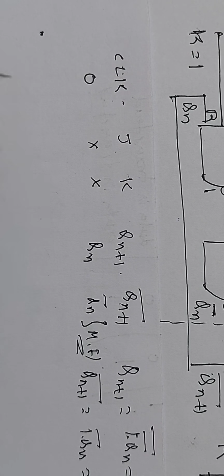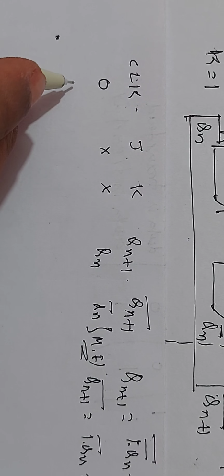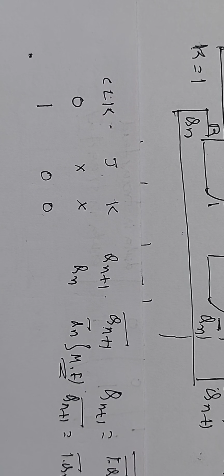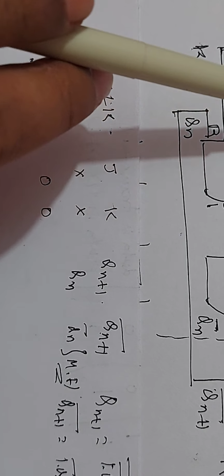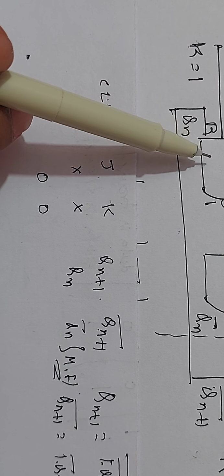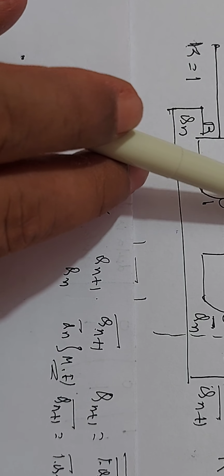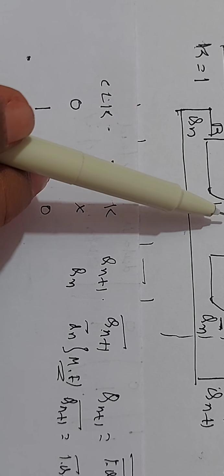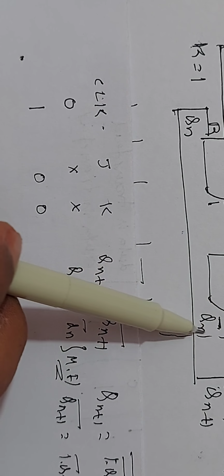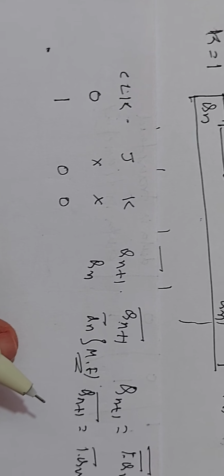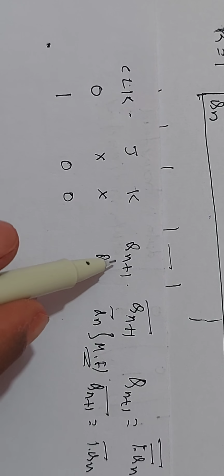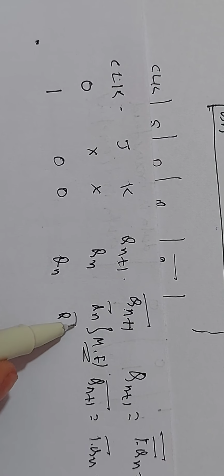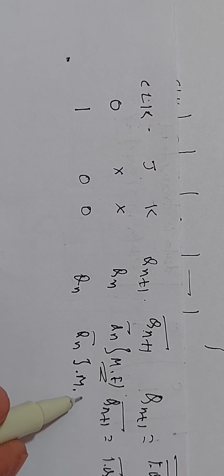Now let us study when clock pulses are present. When J equals 0, K equals 0, since J input is 0 and K input is 0, if any one of the inputs is 0, the output is 1 and 1. If the outputs 1 and 1 appear here, the final output remains in the previous state, Qn and Qn bar. Therefore, when the clock pulse is present and J equals 0, K equals 0, Qn plus 1 is Qn, Qn plus 1 bar is Qn bar itself. Again, it acts as a memory element.